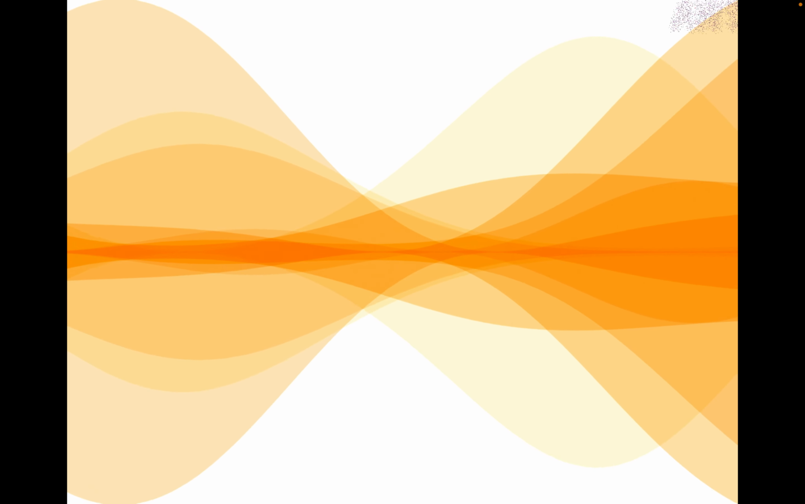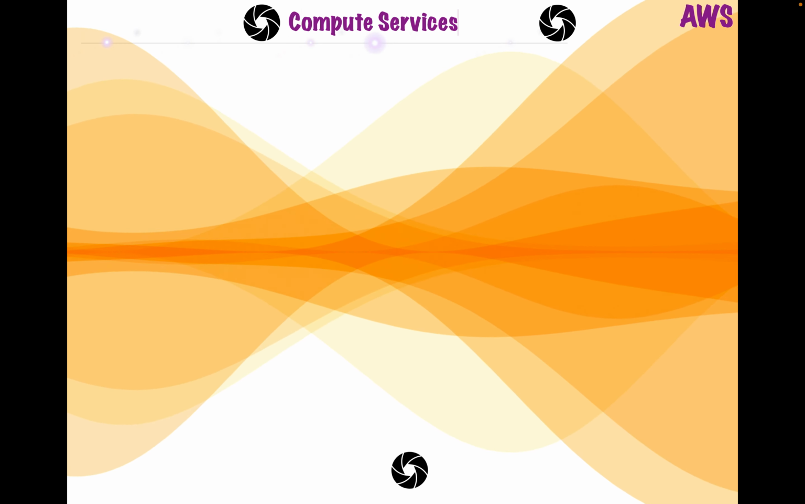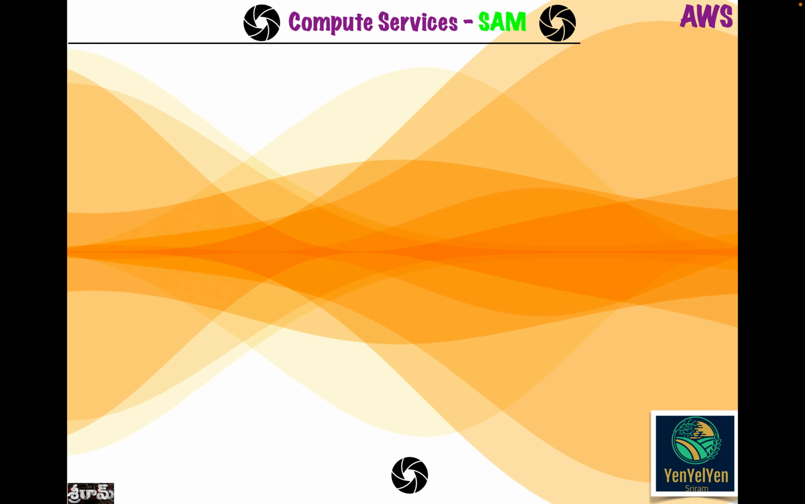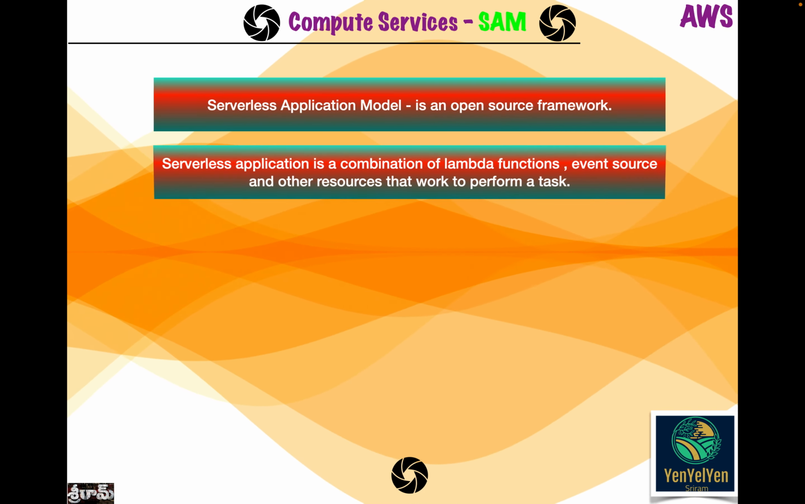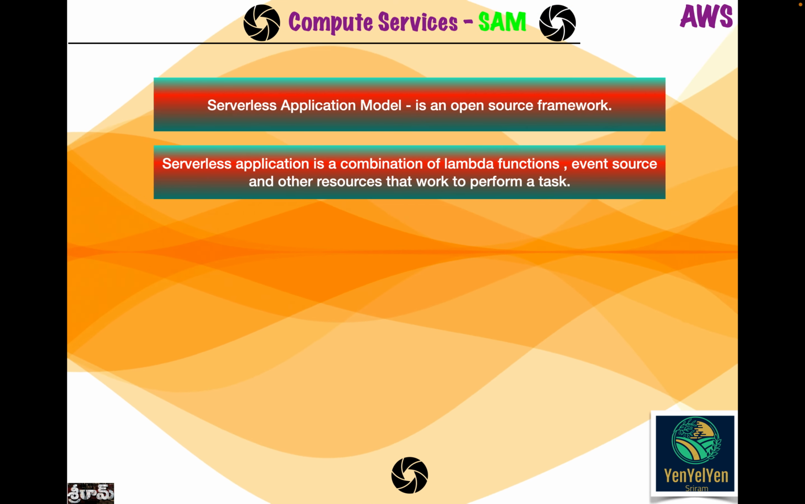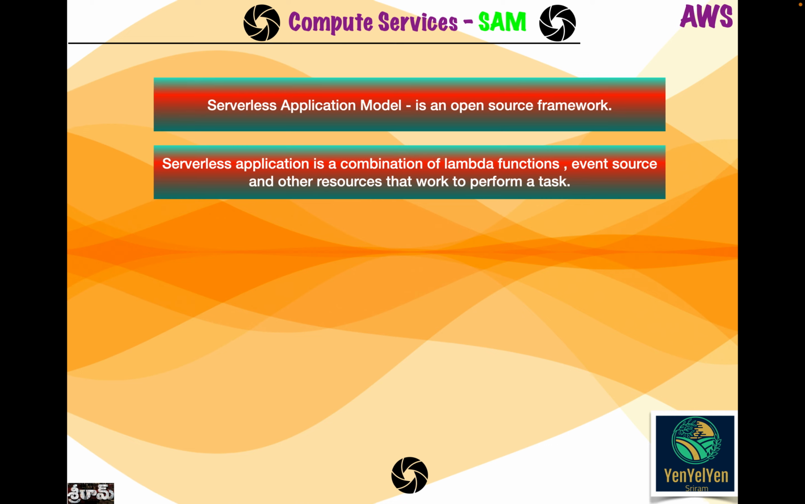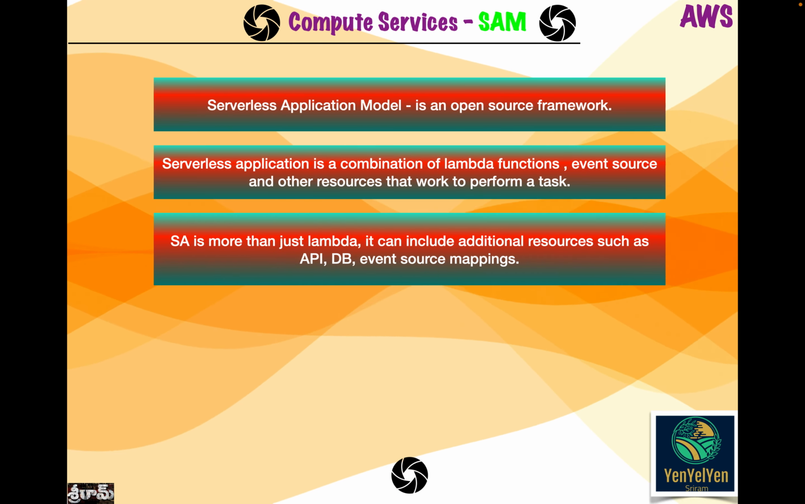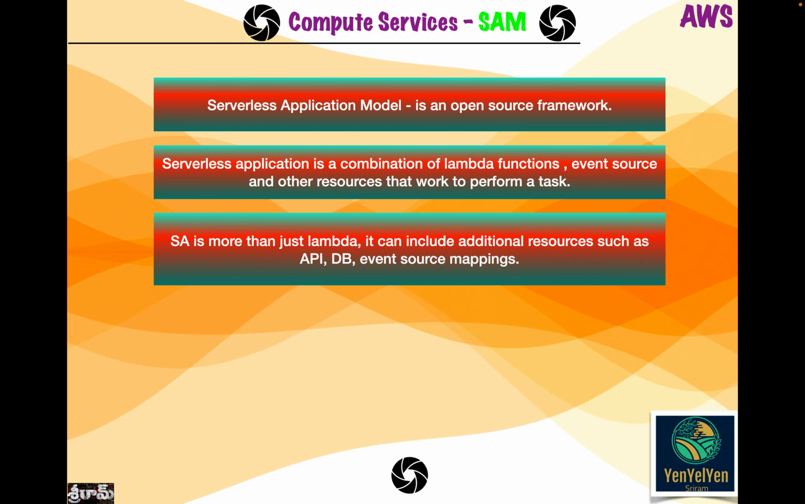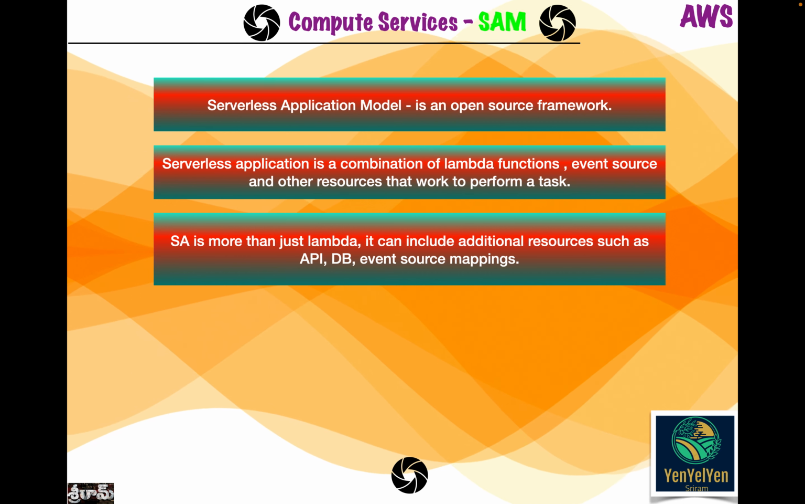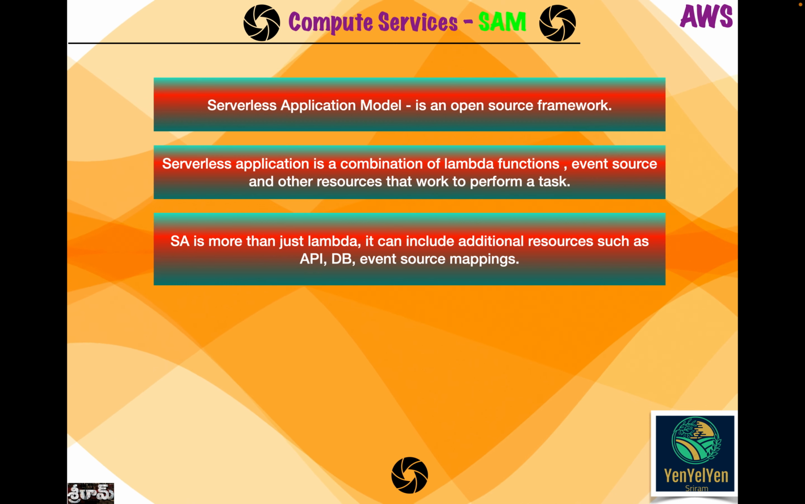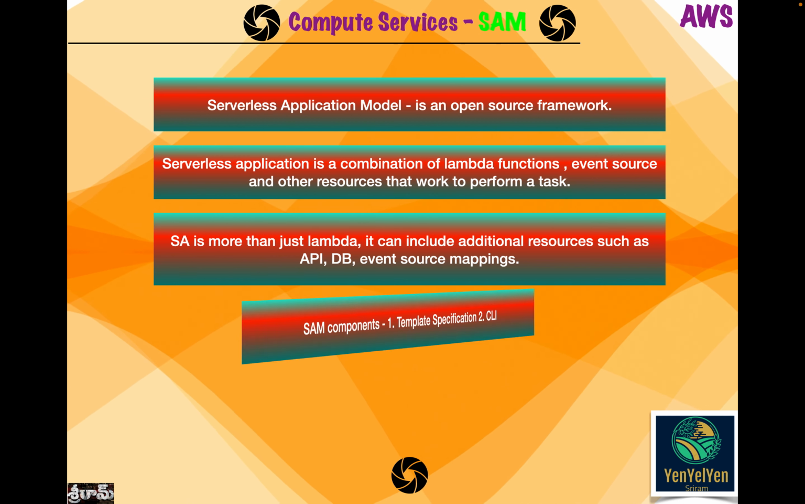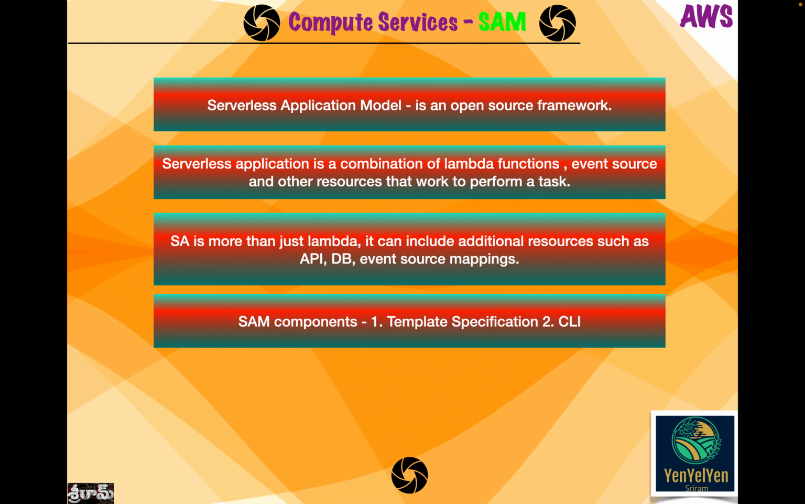Next compute service is SAM, Serverless Application Model. Serverless Application Model is an open source framework that you can use to build serverless applications on AWS. A serverless application is a combination of Lambda functions, event sources, and other resources that work together to perform tasks. Note that a serverless application is more than just a Lambda function. It can include additional resources such as APIs, databases, and event source mappings.